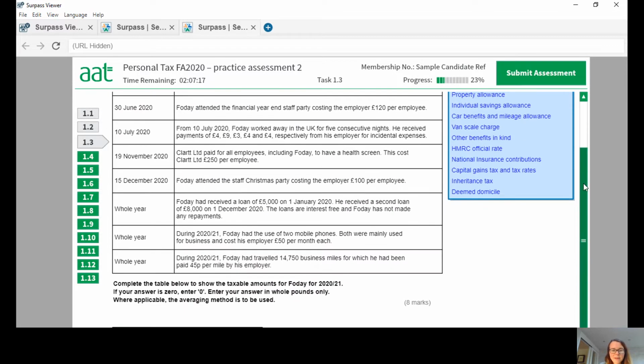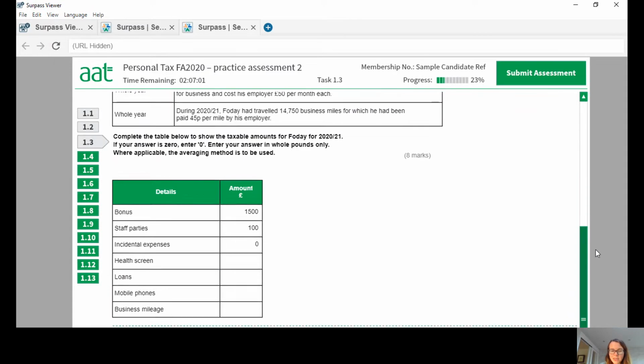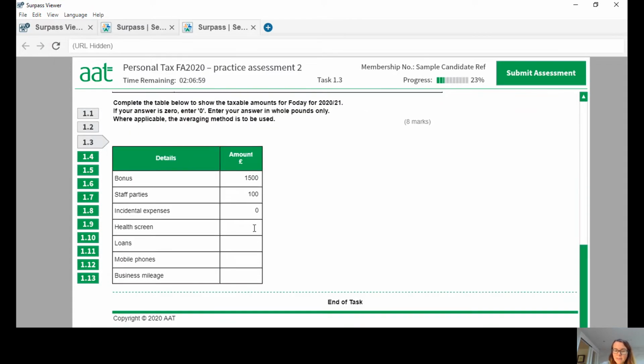Health screen is the next one. Here we are. Paid for all employees, that's important, to have a health screen. The cost is £250 per employee. You're allowed 1 per year, as long as everyone is entitled to it. So that is an exempt benefit. So 0.